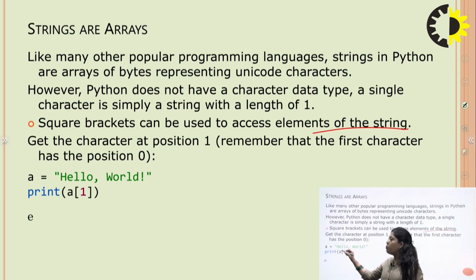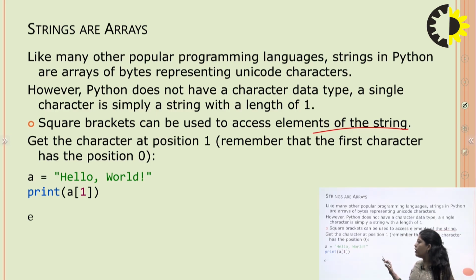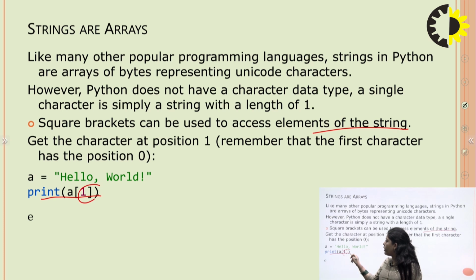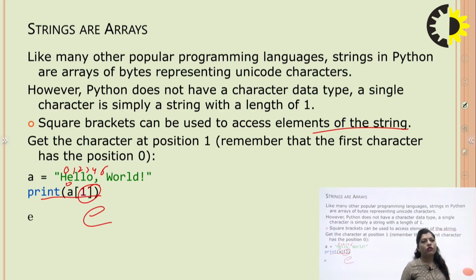For example, if we have the string hello world, and we have to print the value at position 1, we count 0, 1, 2, 3, 4, 5. So at position 1 we have the value e. The output is e.